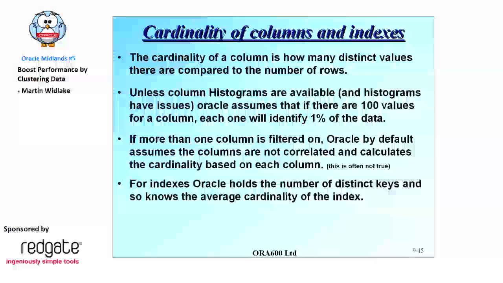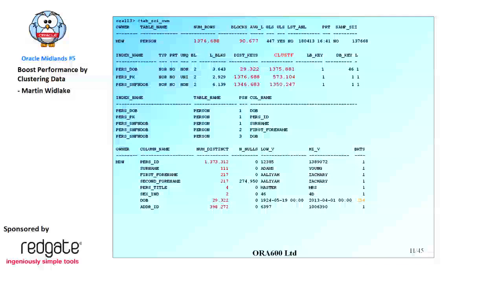I'm going to skip some slides. The words are there so that if you download the slides, which I've uploaded, you can read them. But a demonstration of it. So, you've got the person table. It's got 1,376,000 records in, and you can see the distinct number of keys. So Oracle can work out the cardinality because they're indexed. And if they're not indexed, if you've just got the number of distinct values, Oracle just uses that. That's what Oracle uses to get its cardinality.